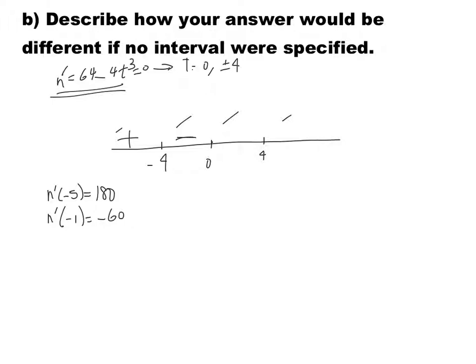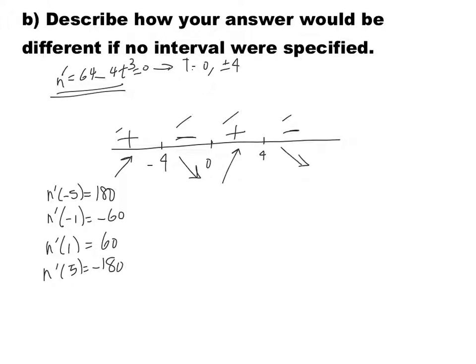Between 0 and 4, let's pick 1. So n prime of 1 becomes 60. So this is positive. For t greater than 4, let's pick 5. We get negative 180. So this is negative. So this means our function is increasing here, decreasing, increasing, decreasing.